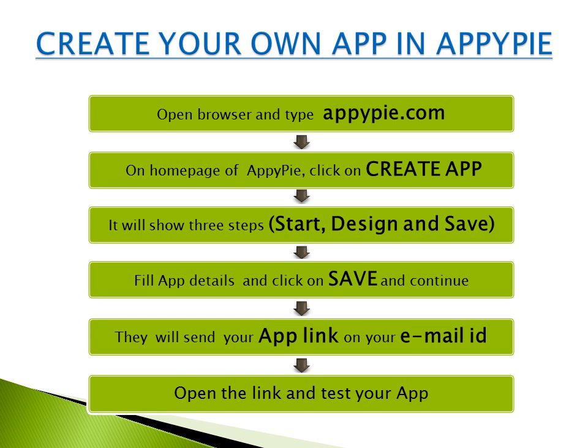Next is create your own app in AppyPie. If you want to create your own app in the AppyPie, you have to go through these steps. First, open browser and type appypie.com. Next, on homepage of AppyPie, click on Create App. Next, it will show you three steps: Start, Design, and Save. Next, fill app details and click on Save and Continue. Next, they will send your app link on your email ID. And lastly, open the link and test your app.